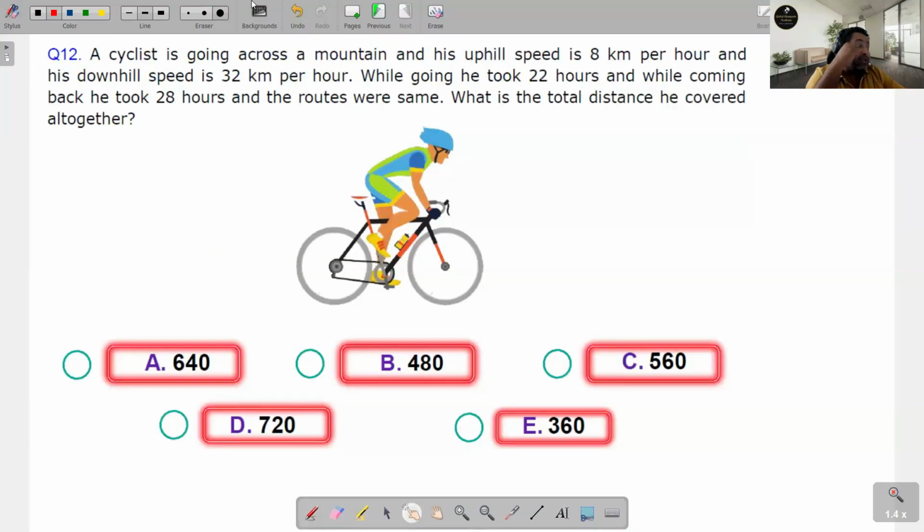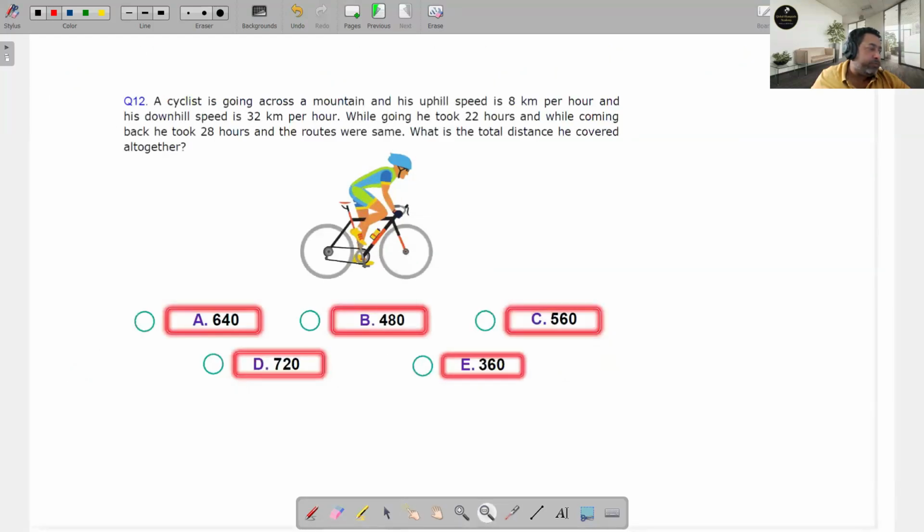Question 12. A cyclist is going across a mountain and his uphill speed is 8 km per hour and his downhill speed is 32 km per hour. While going, he took 22 hours, and while coming back, he took 28 hours, and the routes were the same. What is the total distance he covered altogether? All right. So this is a question. We'll make the working space a little bit on the right side by making this a little smaller. All right.